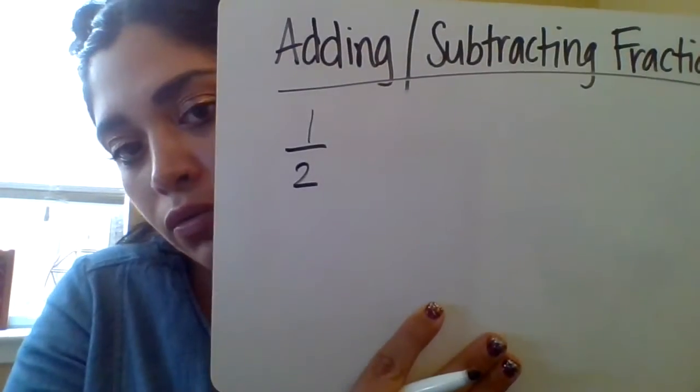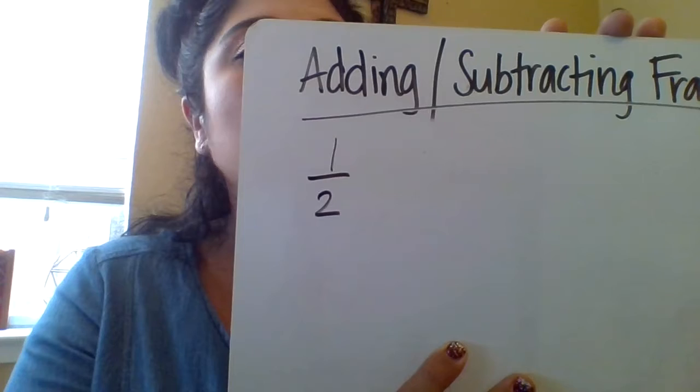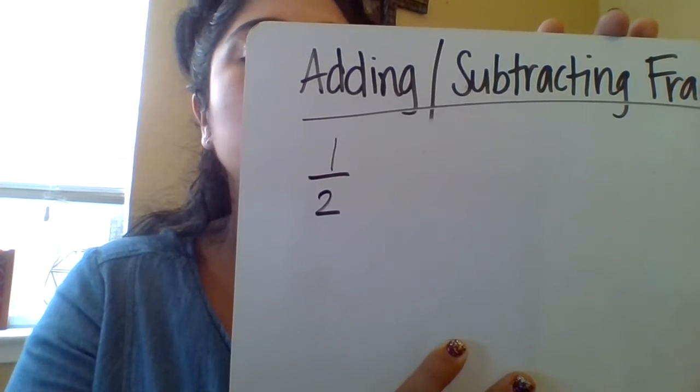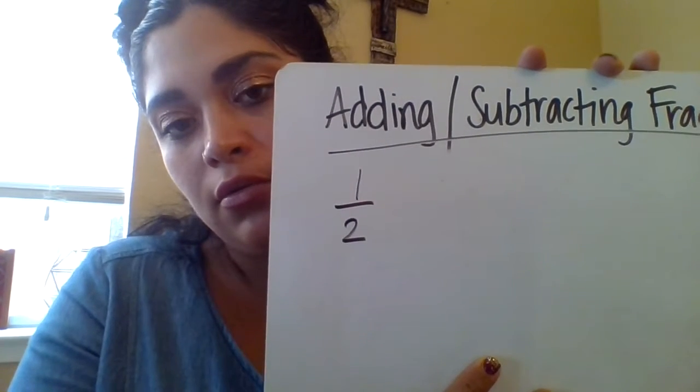So now when we're adding and subtracting unlike fractions, that means maybe we have a fraction like 1/2, which is 1/2. Now, which one is our numerator? Which number is our numerator and which one is our denominator in this fraction?